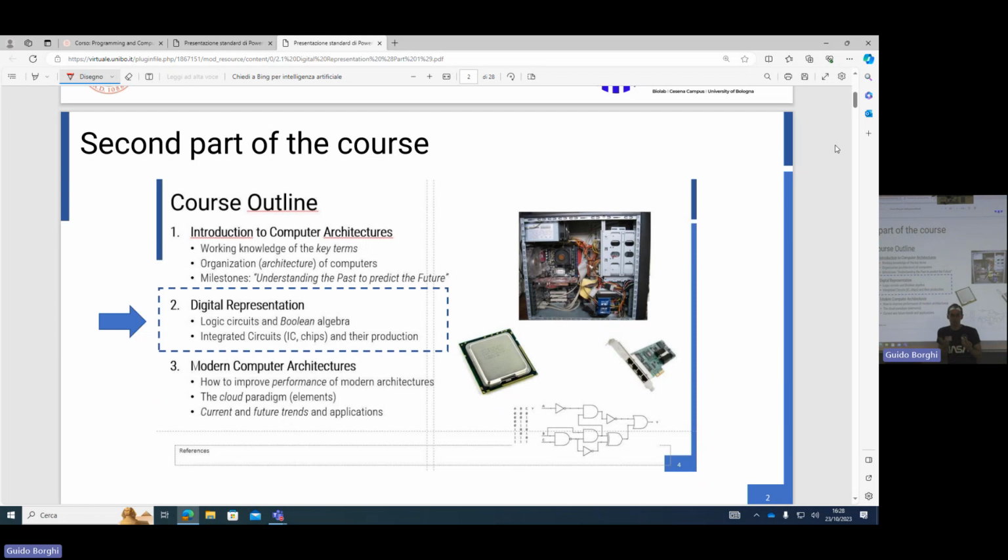How is it possible to use logic circuits and Boolean algebra to create smart computers, computers that are able to use digital signals to create information, to process data, to create output. And also we are going to see what an integrated circuit, also called IC or chip, is, and the production of integrated circuits. That is very important, okay? Today the integrated circuit production is also a very important paradigm. Maybe you have heard something about the technological war, we can say, between different countries for the production of integrated circuits. This is the last part that we are going to see in the course.